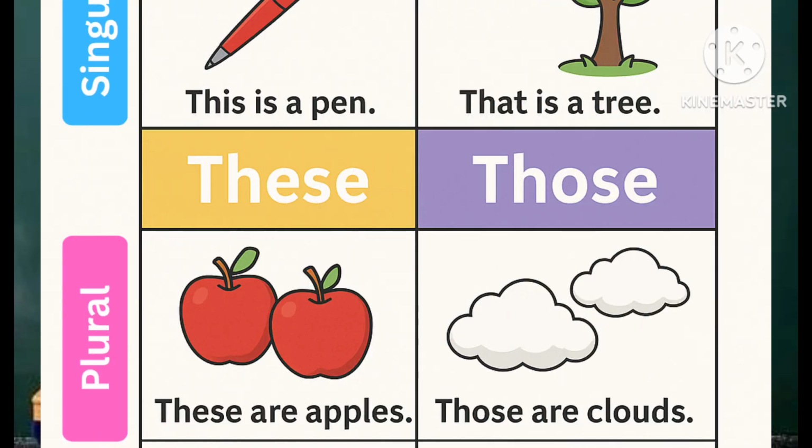Now next example is for these and those. These are apples. We are using for plural form. Those are clouds. Clouds are far. वो दूर है तो we are using those are clouds.